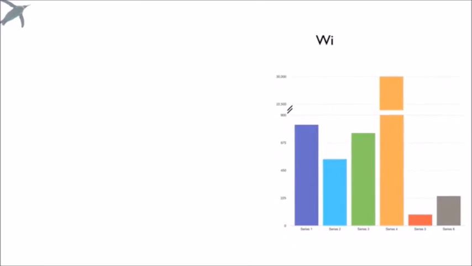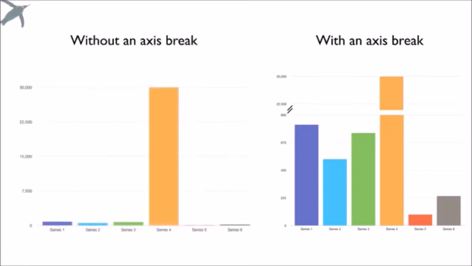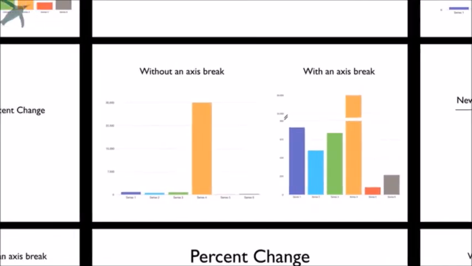So here you see the data set with an axis break. Now I'm going to show you the same set of data, and I do not break the axis. Now you can see that because that series 4 is so out of range compared to the others, what basically happens is you don't get to see anything in the other data sets. So this is a great example of when you would want to break your axis.